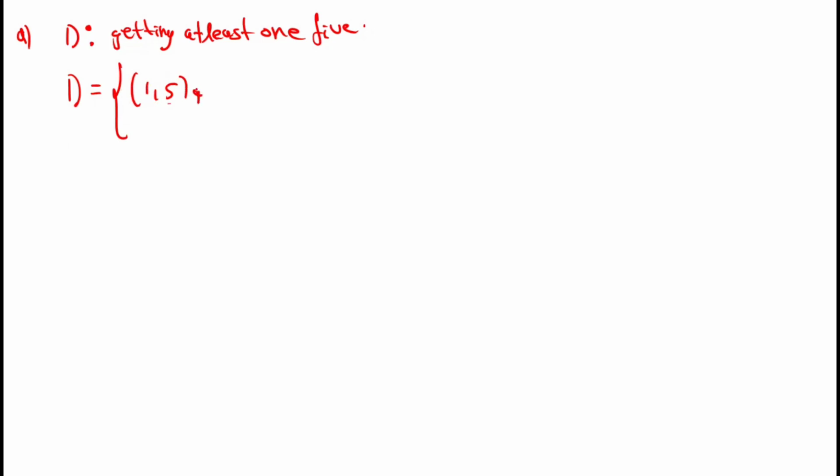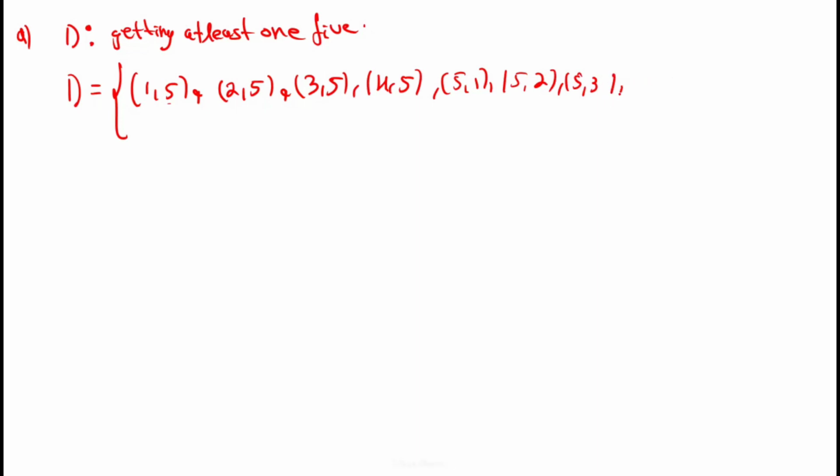Here you can see 1 5, then you can find 2 5, then 3 5, 4 5. Then 5 1, 5 2, 5 3, 5 4 and 5 5, and one more outcome, 6 5, is possible. And one more is missing, right? 5 6 is also possible. These are the possibilities. This is the meaning of getting at least one 5.